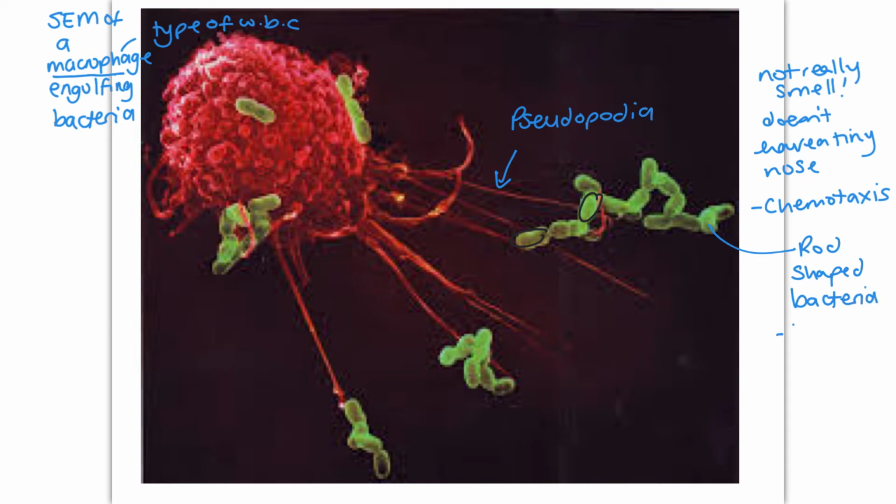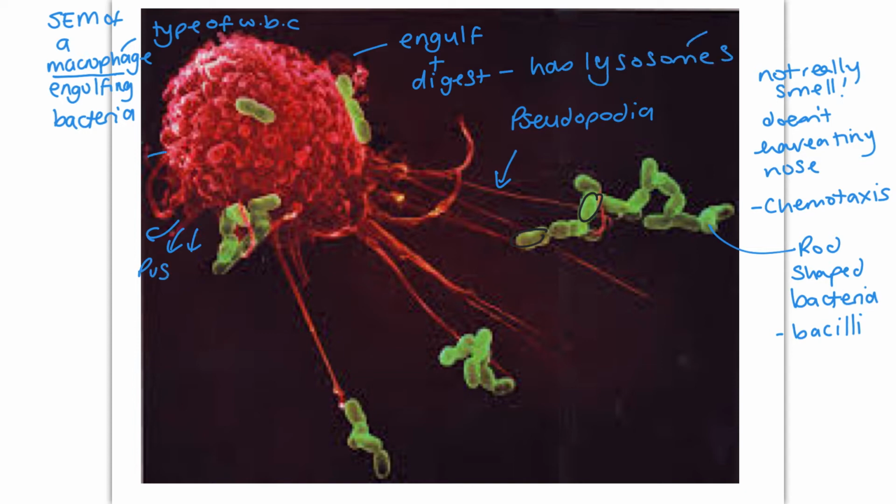So inside the body of this macrophage, there are hydrolytic enzymes. There are digestive enzymes that are going to digest down the bacteria and break it down into harmless waste products that the macrophage might spit out as pus, might use some of them, or it might present some of the bacterial antigens on its surface.